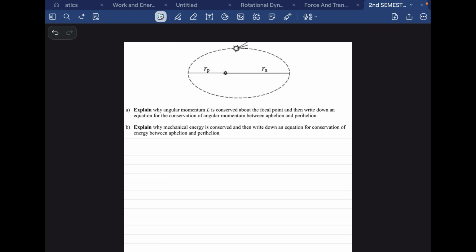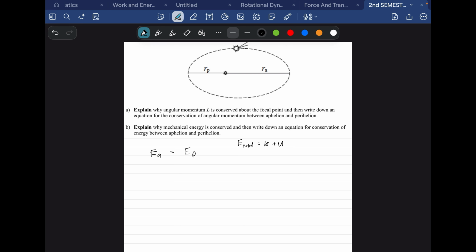Okay, mechanical energy is conserved because this is like a closed system with no external force like friction or any thrust from the thruster. So we can assume that energy remains constant in this closed system, right? And then the equation is energy of apogee is equal to the total energy of perigee. So E total is just K plus U, right?